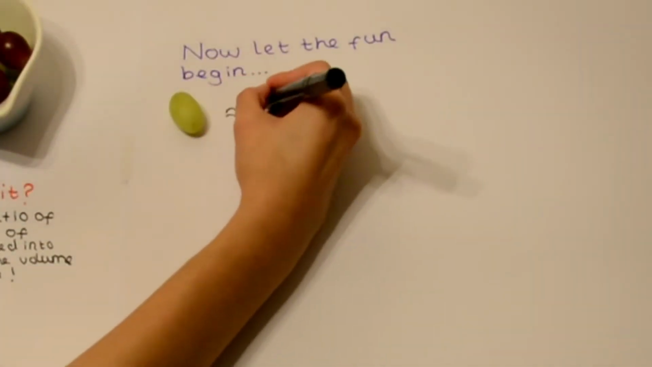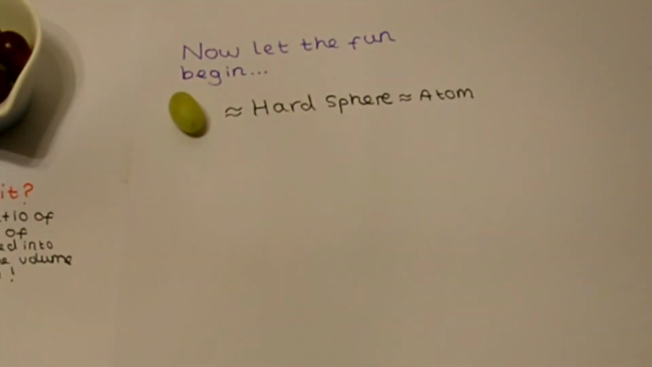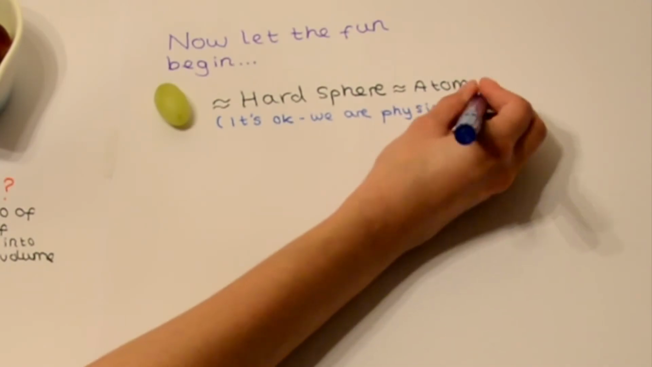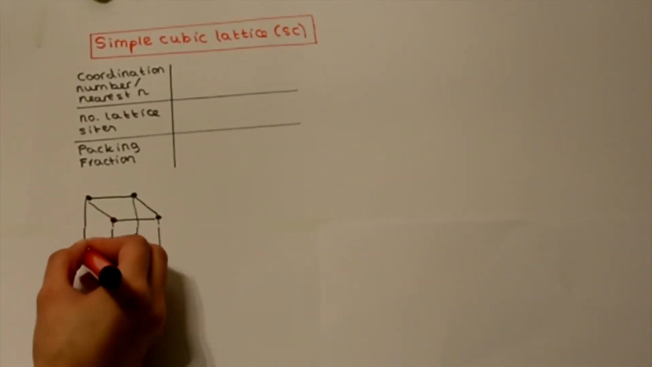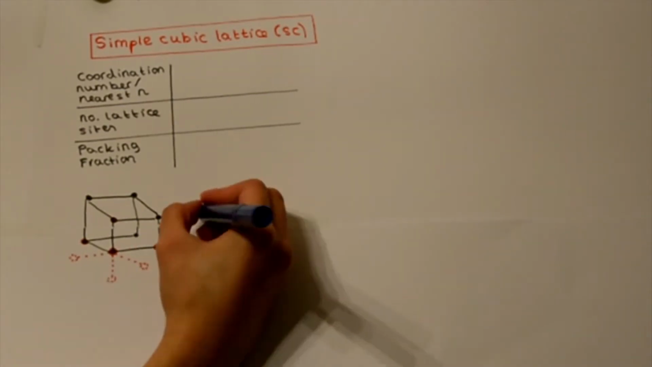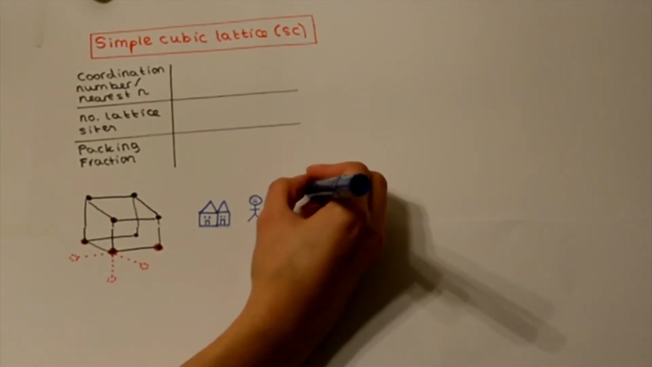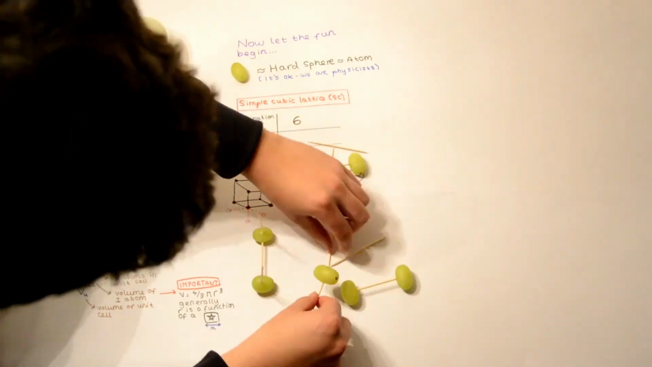Now let's do what physicists do best. A grape is approximately equal to a hard sphere, which is approximately equal to an atom. But that's okay, we're physicists. This is acceptable. We will now go through the most simple case, which is a simple cubic lattice. If we take the front left vertex as our reference point and extend the lines, we can see that there are 6 nearest neighbours. Since seeing the lattice in 3D will make it easier to visualise, we will use our mighty grapes and cocktail sticks to do just that.